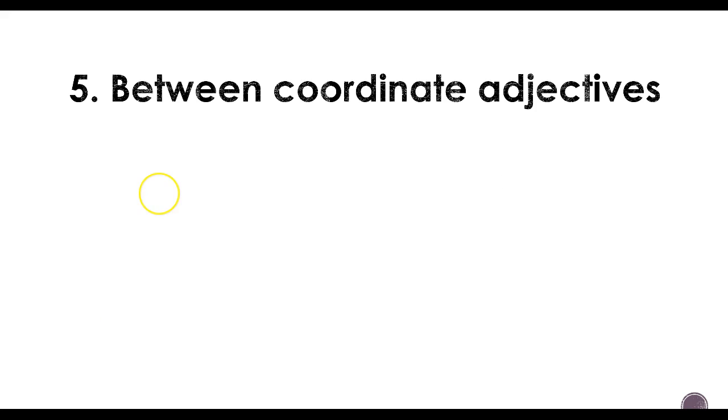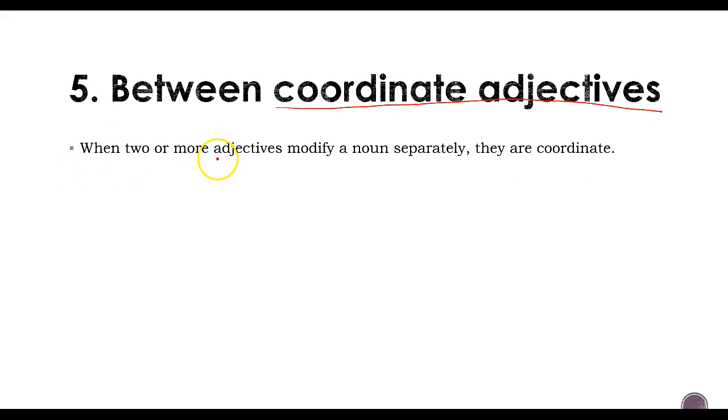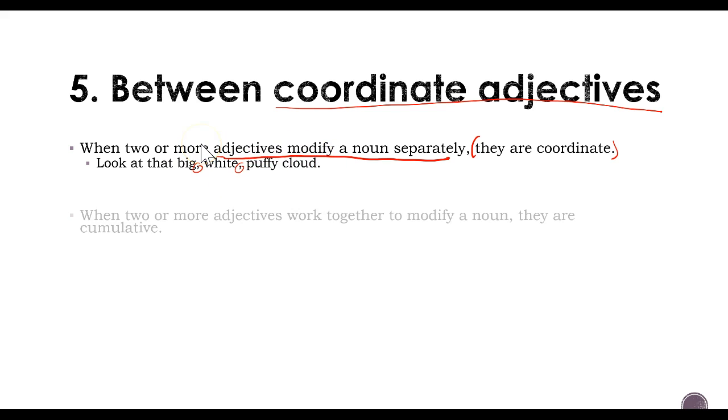Commandment number 5, make sure you use commas between coordinate adjectives. So when 2 or more adjectives modify a noun separately, they are coordinate because each of them is working independently of the other. Look at that big, white, puffy cloud. So here we have three adjectives describing the cloud, big, white, and puffy, and they're all working independently, so we use commas here between them.